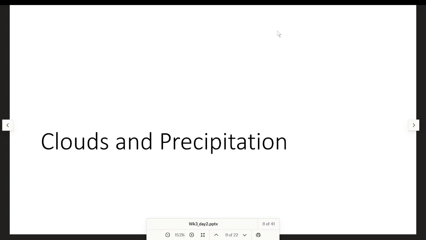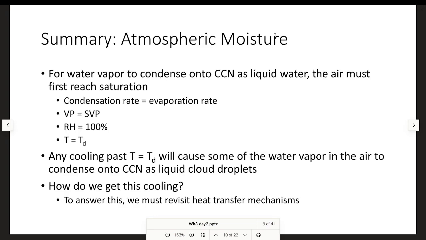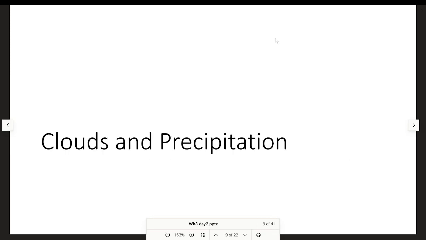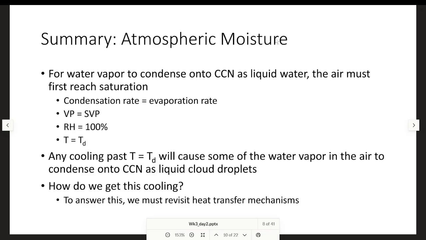Clouds and precipitation. Are we reviewing this slide again? Okay, I guess they put the same slide kind of twice. Okay, so, any cooling past T equals TD will cause some of the water vapor in the air to condense onto CCN as liquid cloud droplets. So how do we get this cooling?